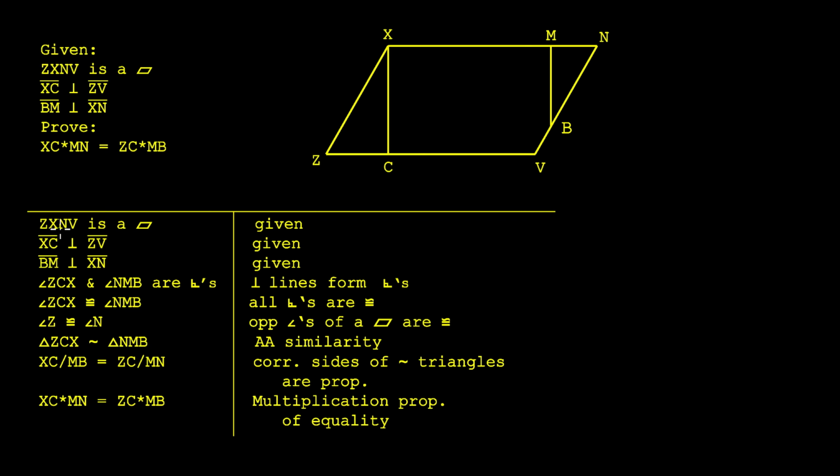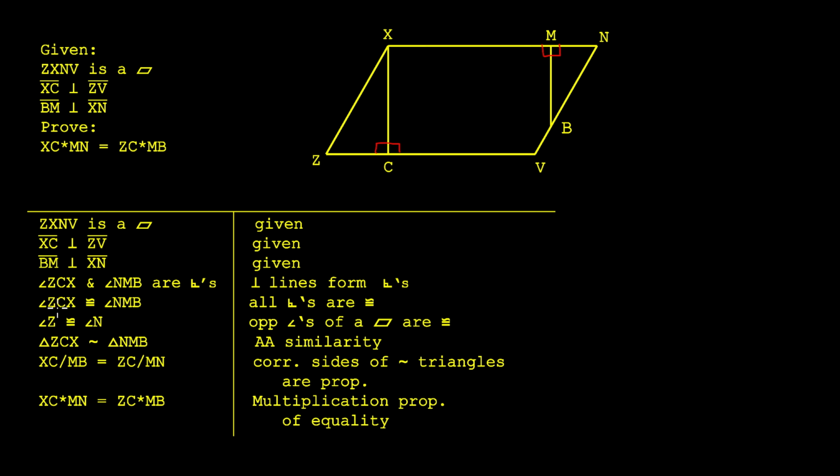So first thing, ZXNV is a parallelogram, given. Next, XC is perpendicular to ZV, and BM is perpendicular to XN, both given. So XC is perpendicular to ZV, BM is perpendicular to XN. Next, angle ZCX and angle NMB are right angles because perpendicular lines form right angles. So we have right angles here and there.